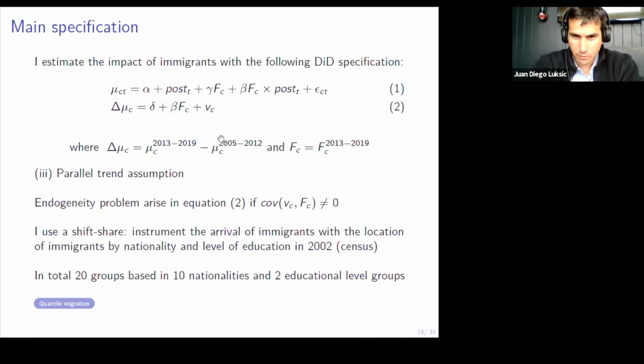If you look at the details here, we can see that I split it in two windows: between 2013 and 2019, that is when immigrants started arriving, and then from 2005 to 2012. And then I used the immigrants increase only from 2013 to 2019 because it's the relevant increase of immigrants. So as any difference-in-differences assumption, this requires the parallel trend assumption. And still, we could think that this doesn't hold if immigrants are arriving into places based on neighborhood effects. So that's why I introduced the shift-share based on the 2002 census and looking at 10 different nationalities and 2 educational level groups. All these 10 nationalities are from Latin America, and the 2 educational level groups are whether you have tertiary education or not.